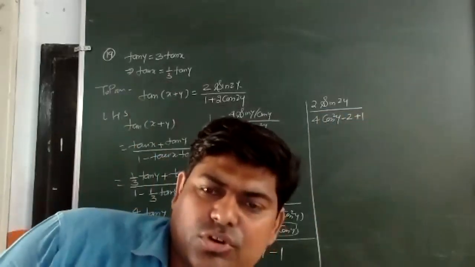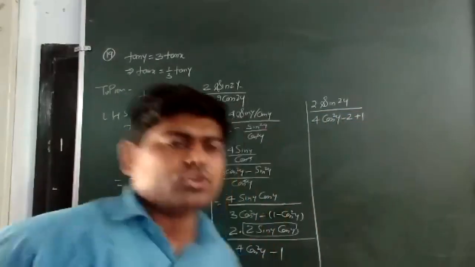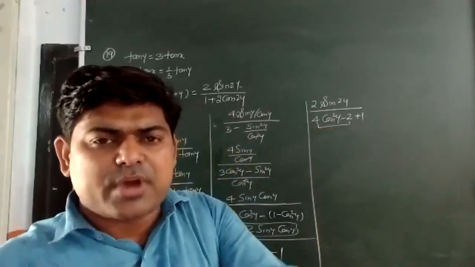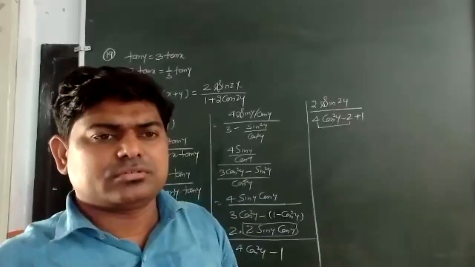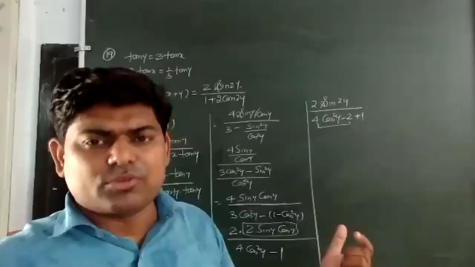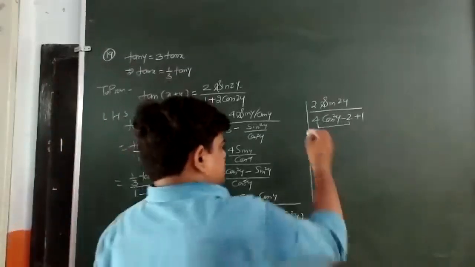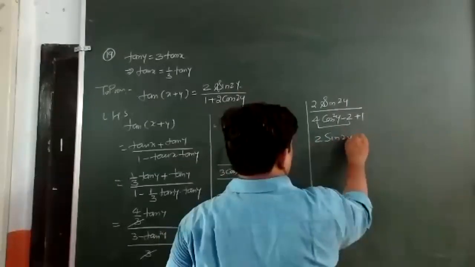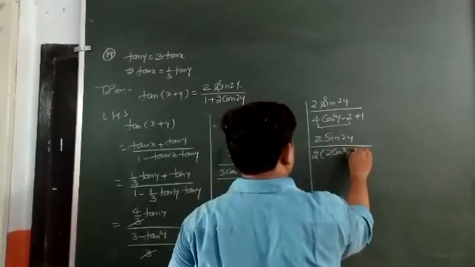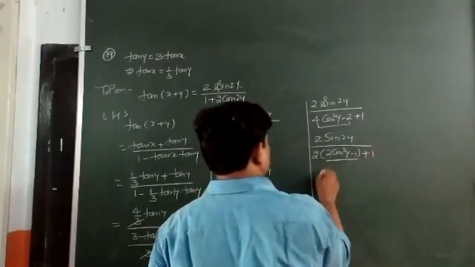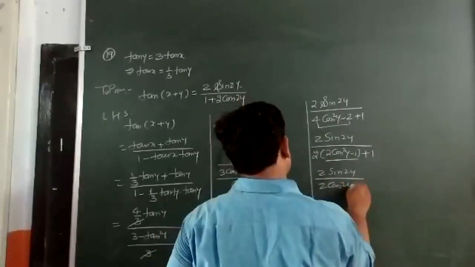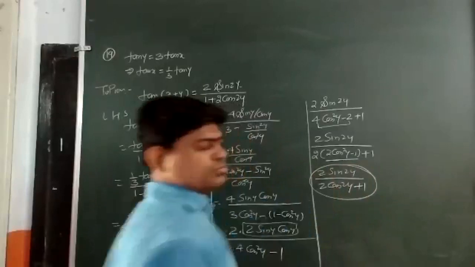The division was there because I want 1 plus. And now when I take 2 common from these two, 2 cos square y minus 1 can be written as cos 2y, or not? That arrangement was there, what I wanted to tell. It is 2 sin 2y upon, if I am taking 2 cos square y minus 1 plus 1, and this is cos 2y. So I have now got 2 sin 2y upon 2 cos 2y plus 1. This one was the result I wanted.